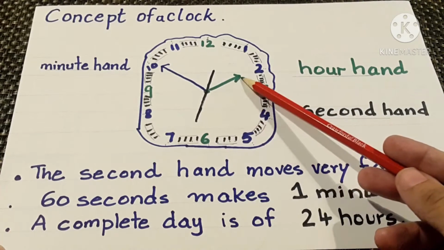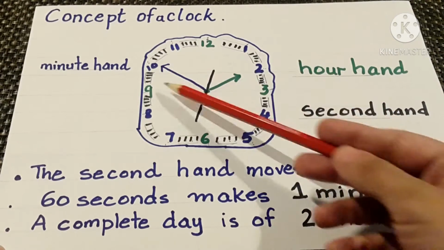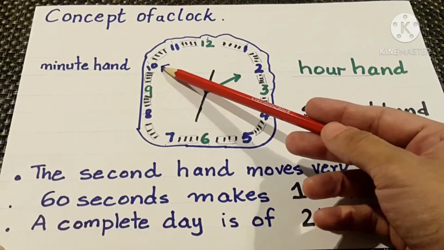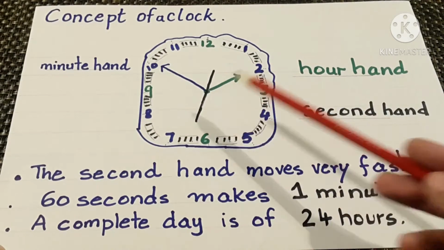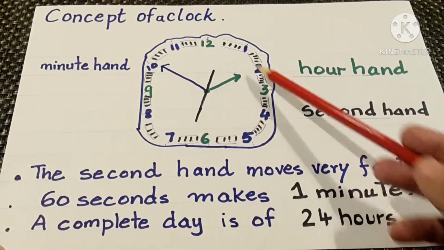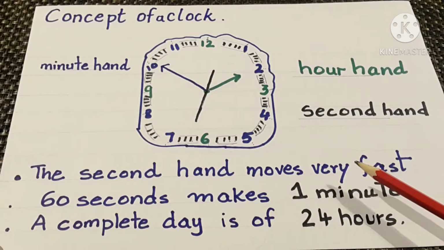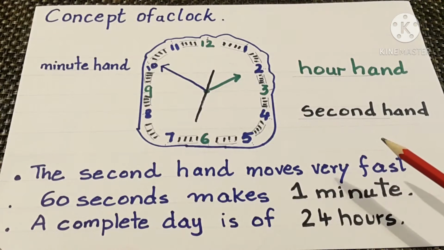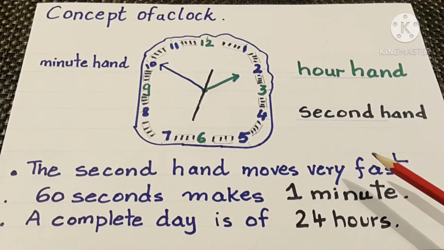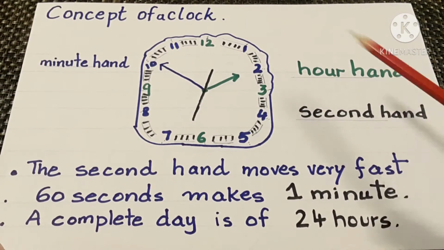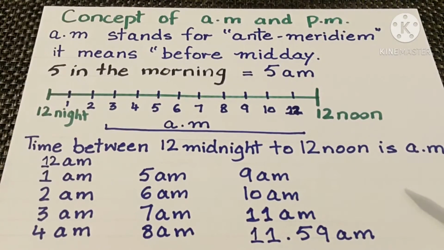This green line shows the hour hand. This blue line shows the minute hand, and this shows the second hand. The second hand moves very fast. 60 seconds make 1 minute, and a complete day is of 24 hours. And this is the basic concept of a clock, that in a clock we have hour hand, minute hand and a second hand.